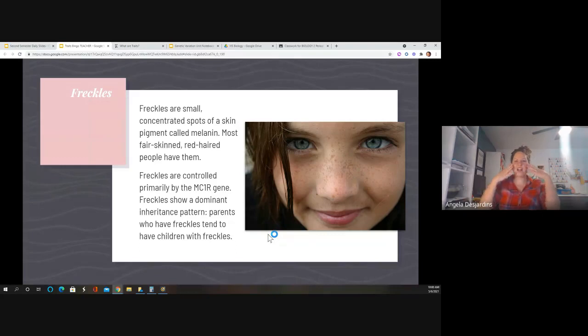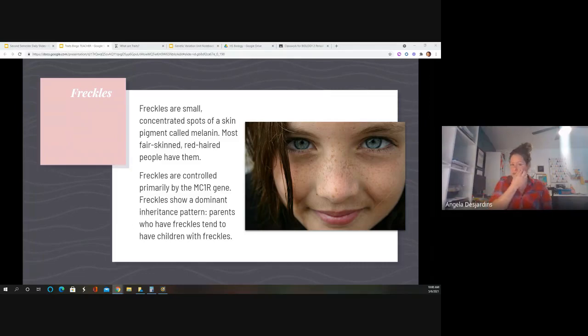Next one, freckles. Are you a fair-skinned person in my class who gets the nice little freckles? That is actually caused by a single gene. It's called the MC1R gene. When we were in class, we would talk all about this because we would usually do a unit on skin cancer. It controls your melanin production, so basically how tan you are.